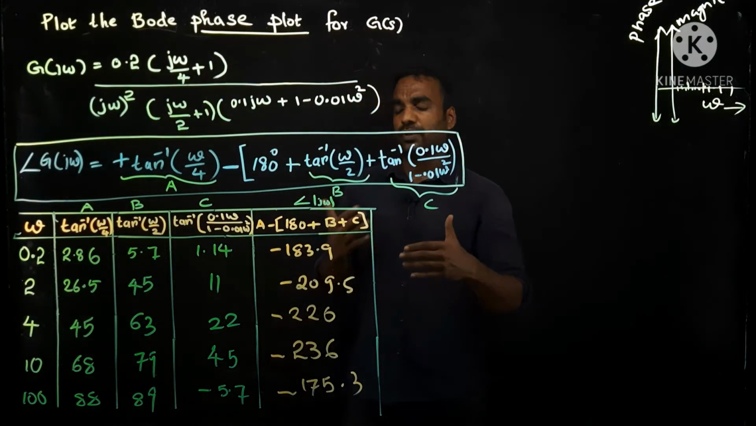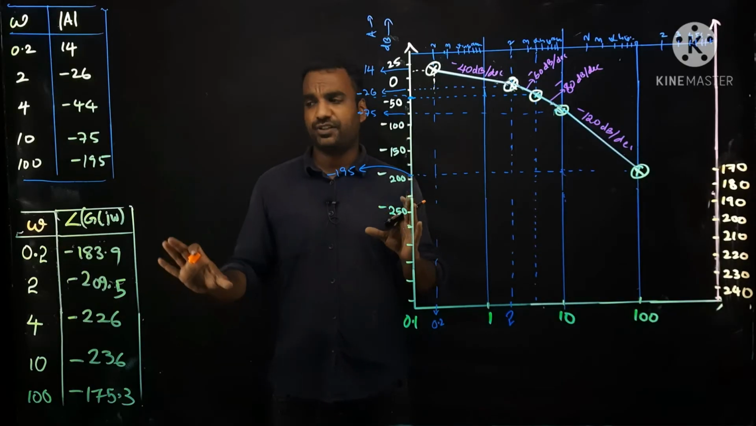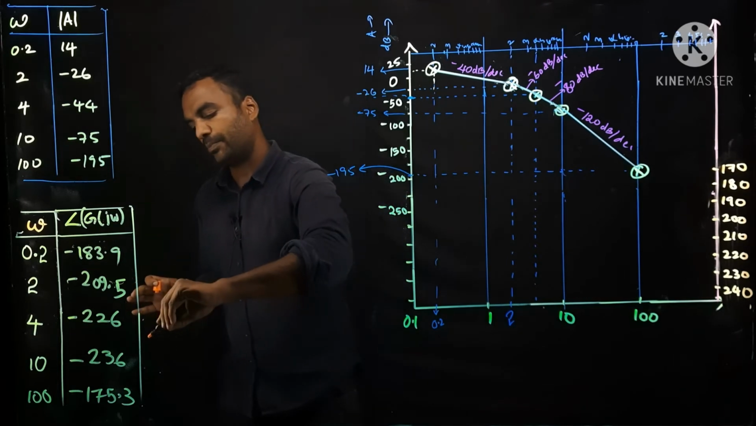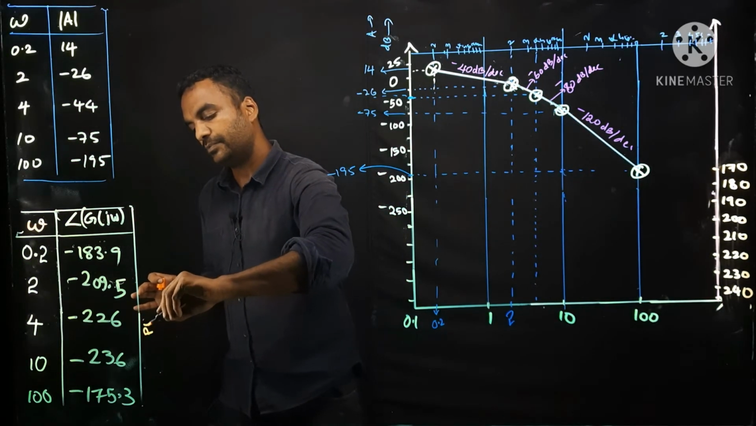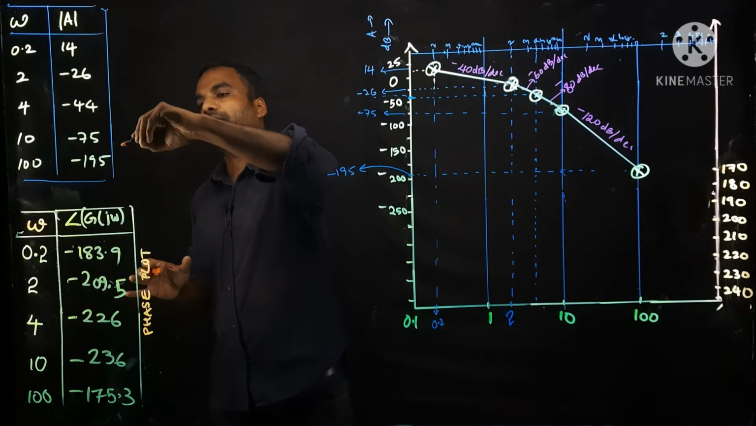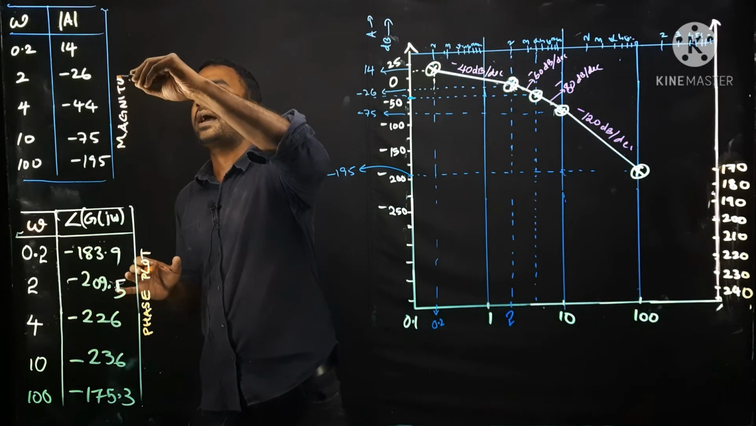Okay, now we are moving to the graph sheet. Now I arranged all the tables together. So this was the table we already obtained for drawing the phase plot, and this is the table that we already obtained in the previous class for drawing the magnitude plot.